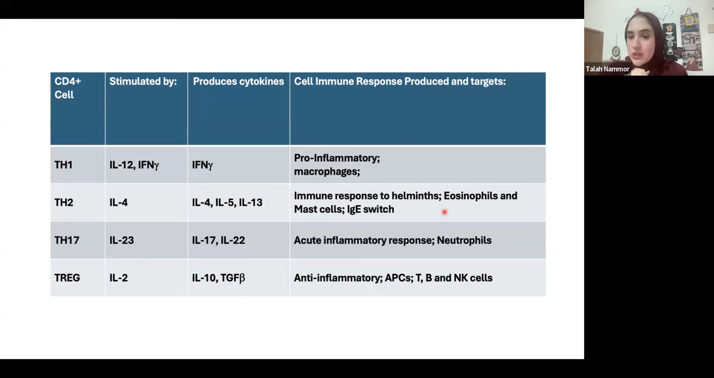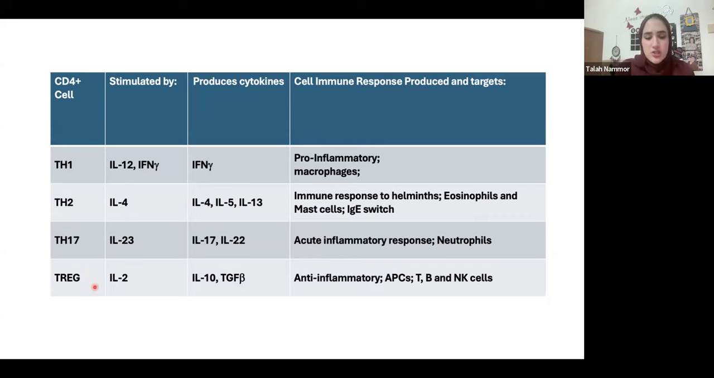T helper 17 releases interleukin 17, and this has to do with the inflammatory process, specifically neutrophil activation and stimulation. Last but not least, we have the T regulatory cells. As I said, they have a very specific receptor for interleukin 2. That's why they're stimulated by it. It's just called the interleukin 2 receptor.